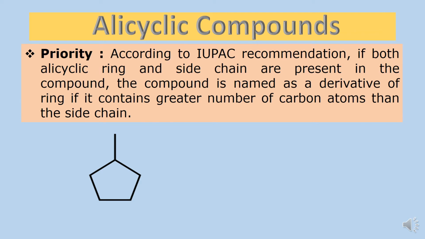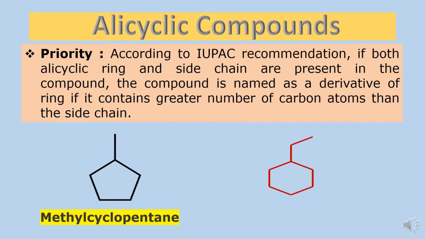Next, if such rings have a side chain attached with them, and the side chain contains a number of carbons lesser than the ring, the parent name will be given to the ring. For example, in this compound there is a chain of 1 carbon atom, a methyl group. The name of this compound will be methyl cyclopentane. In the next compound, here is a ring of 6 carbon atoms with a side chain of 2 carbon atoms. So again the parent name will be given to the ring. The name is ethyl cyclohexane.